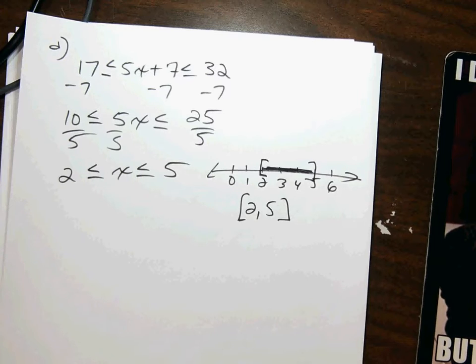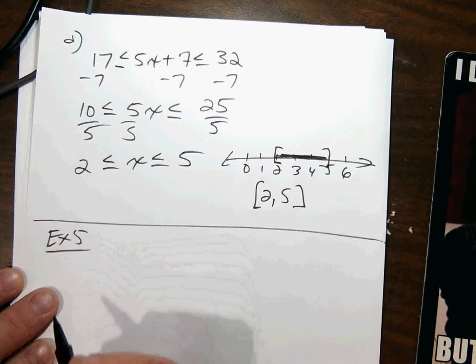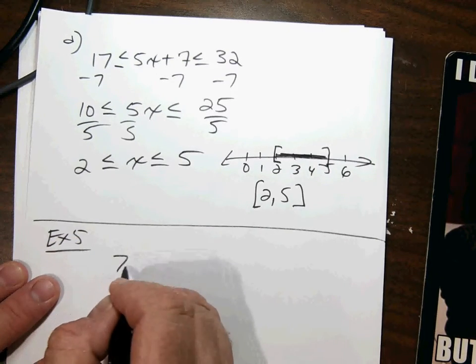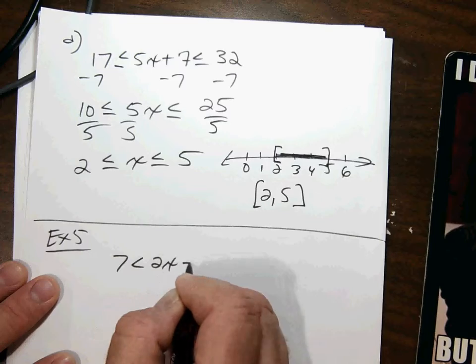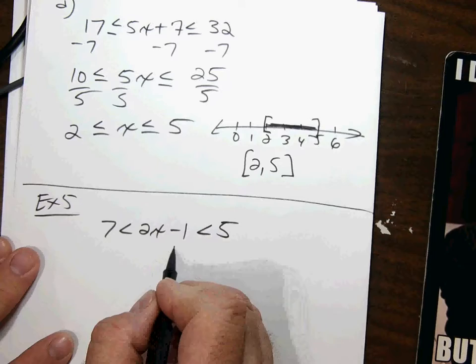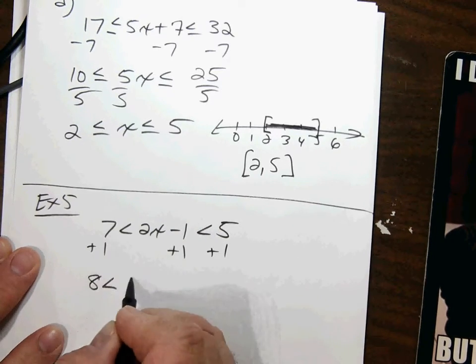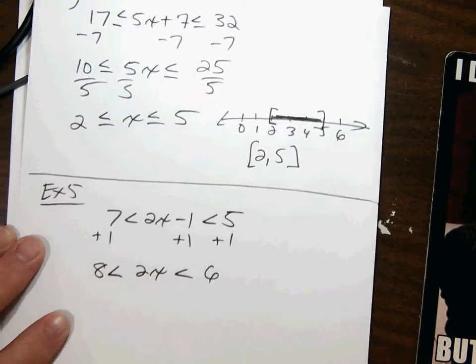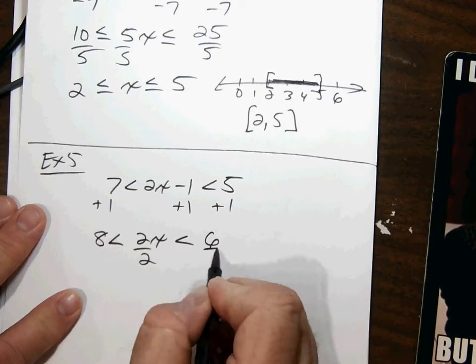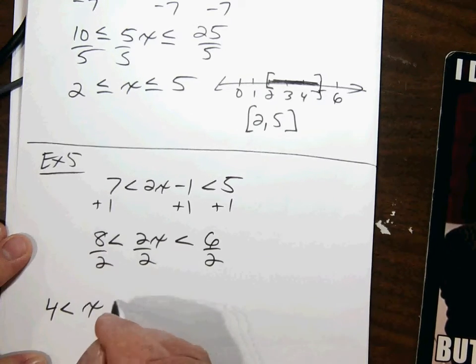Alright, let's take a look at example 5. I don't see anything different with example 5 on the surface. Let's just see what happens here. I've got 7 is less than 2x minus 1 is less than 5. Okay? Add 1, add 1, add 1. 8 is less than 2x is less than 6. Divide by 2, divide by 2, divide by 2. I've got 4 is less than x is less than 3.